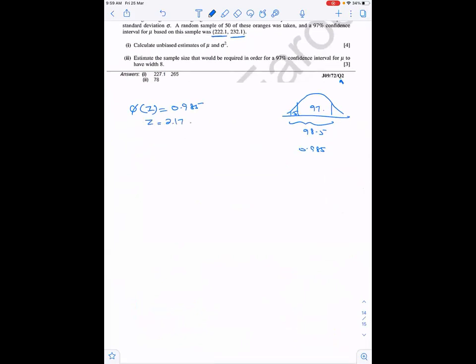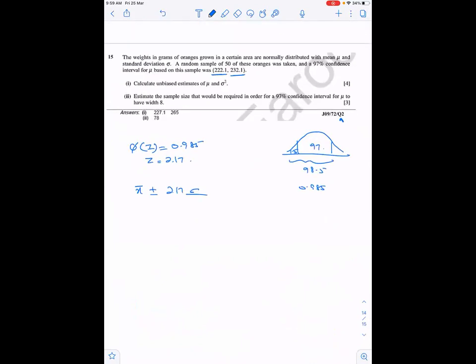So x plus minus 2.17, we don't know the value of the standard deviation, so let's keep it as standard deviation upon root n. If you have to keep it positive, you can take the bigger number here, 232.1, and once you have to keep it negative. Okay.